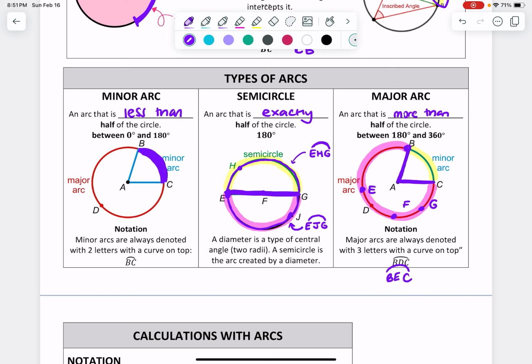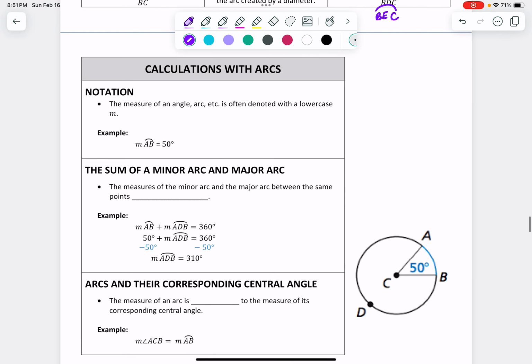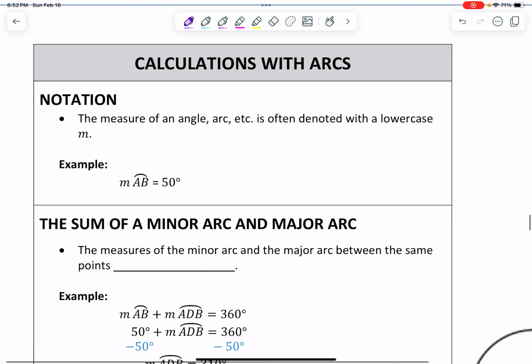Now that we know what arcs are, and we know the types of arcs that exist and how to denote them, we can also talk about calculations with arcs. Just to throw it out there, when we're talking about the measure of something, a measure of an arc, a measure of an angle, a measure of anything at all, typically we throw the lowercase m in front of it to represent the measure of something.